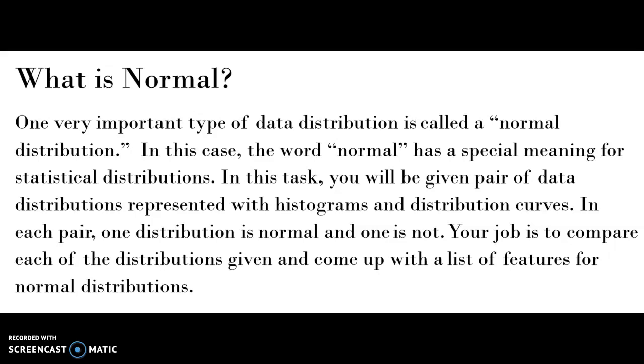So in this task, you'll be given a pair of data distributions, and they could be histograms or distribution curves, or some might even include some box and whisker plots. And your job is to look at them and compare and contrast. Decide what is similar about the two distributions, what is different, and what makes one of them normal and one of them not normal. And then I want you to discuss this with your neighbor. So I'm going to pause the video for a little bit, give you some time to think about it and talk about it with your neighbor, and then we'll start back up talking again.